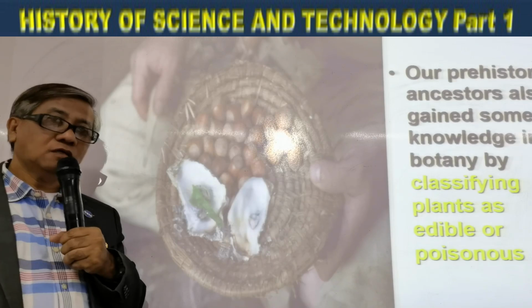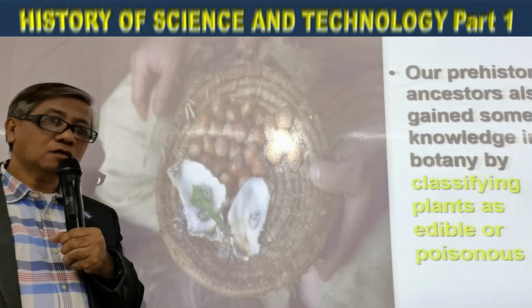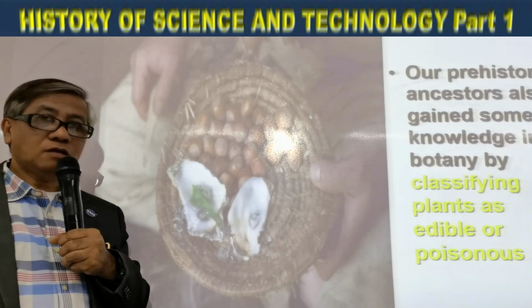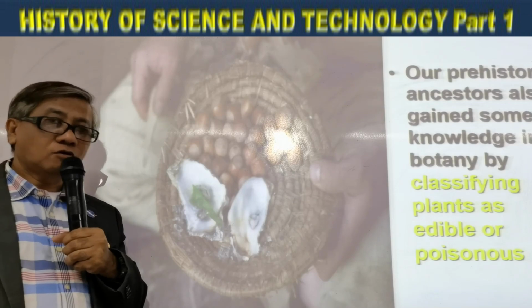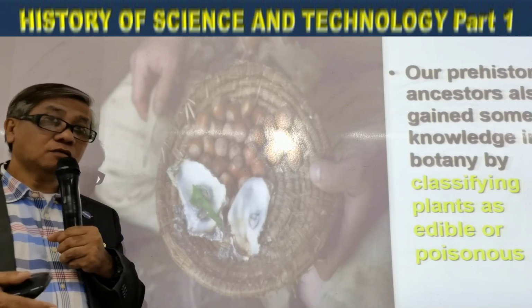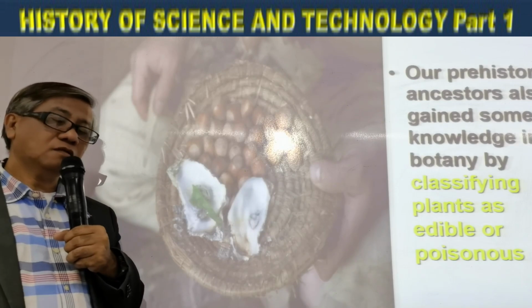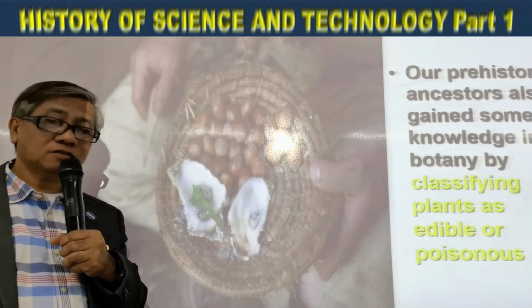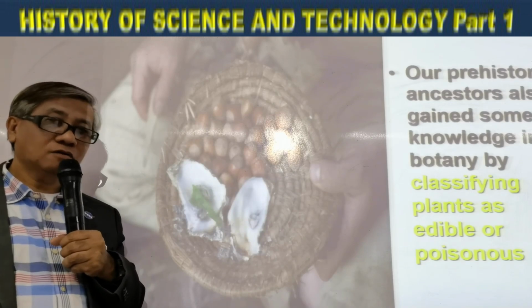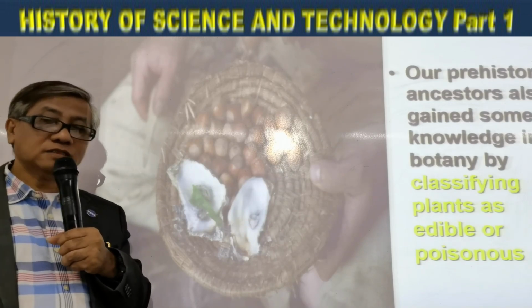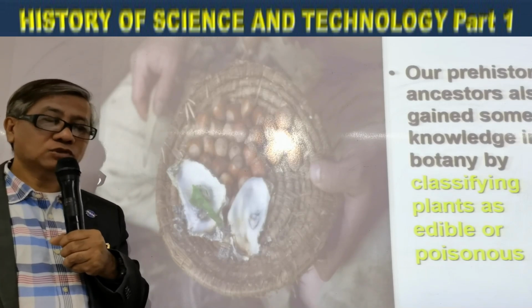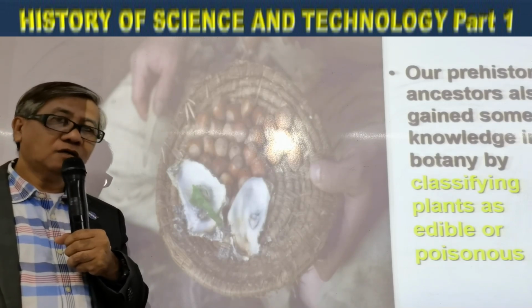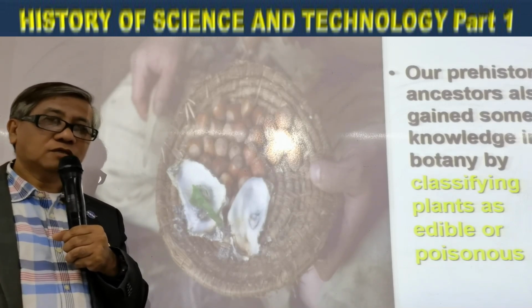So, if they ate a berry and nothing happened, then that berry is edible. If they ate a berry and their stomach ached or they died, then that berry is poisonous. So that's how they classified plants through trial and error, as edible or poisonous. So they gained some knowledge of botany.